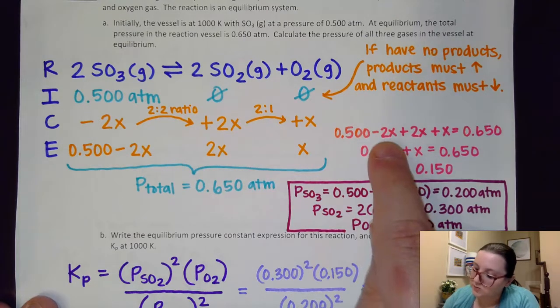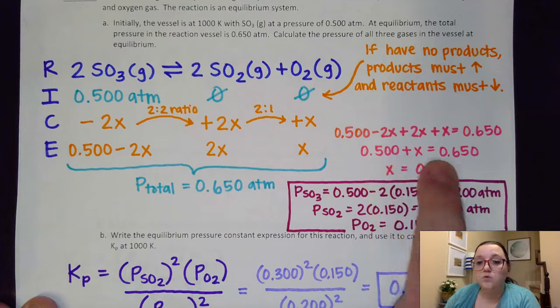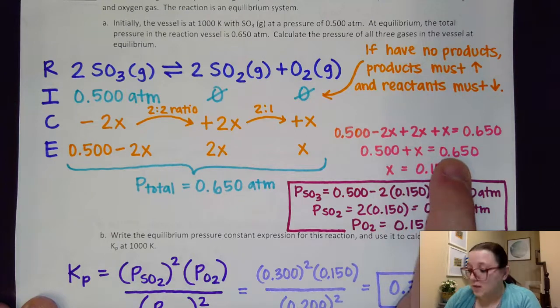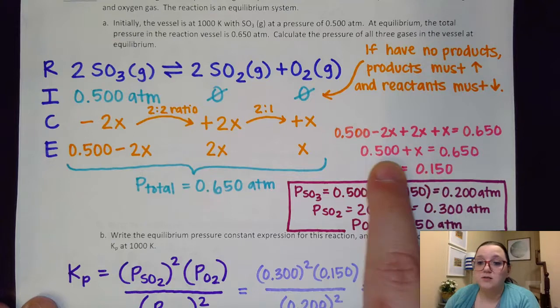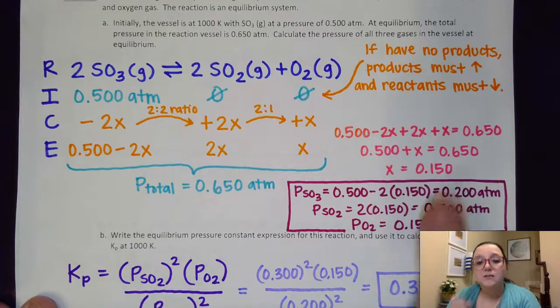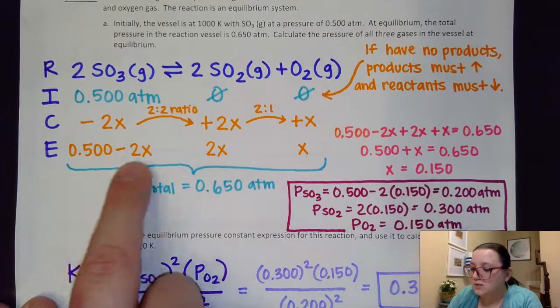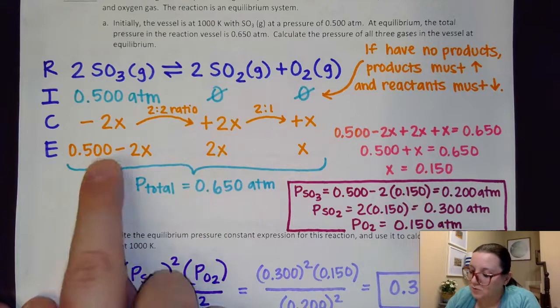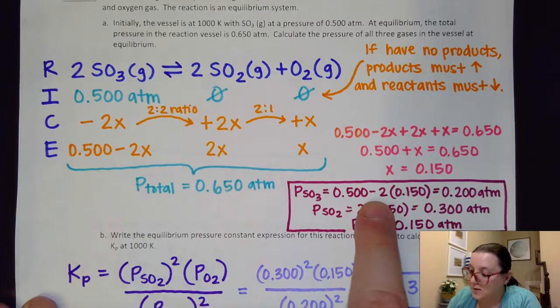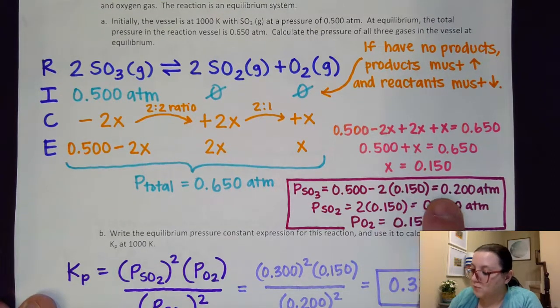As you notice, the negative 2x and the positive 2x would cancel out, so that would leave me with 0.5 plus x equals 0.650. To rearrange for x, I would simply subtract 0.5 from both sides, and that gets me that x is 0.150. So now, if I want the ending pressures of all three of these gases, I would just apply this x value to these equations I wrote in here. We said that SO3 is equal to 0.5 minus 2x, and if x is 0.150, then that would give us a final pressure for SO3 of 0.2 atmospheres.